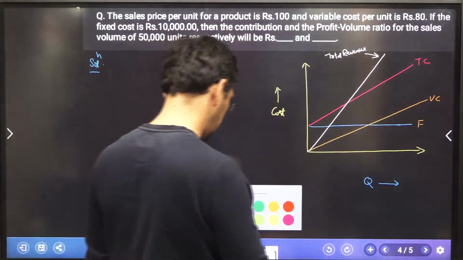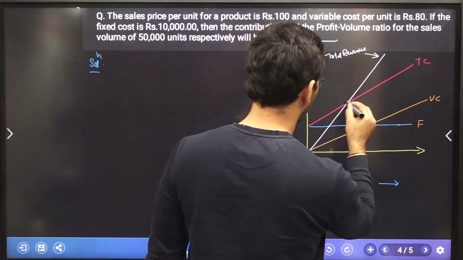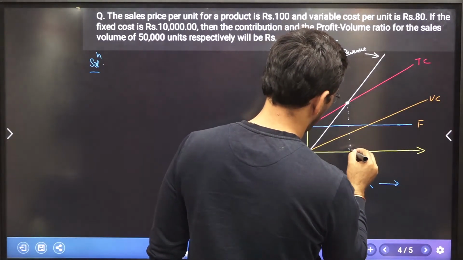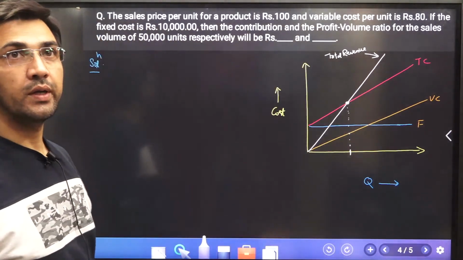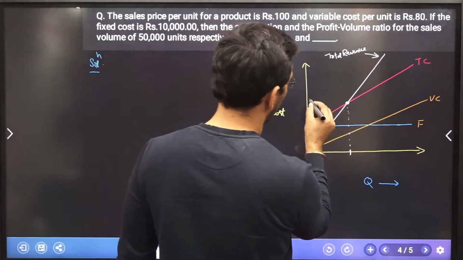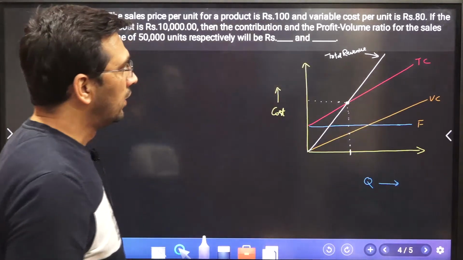And this point corresponds to the break-even quantity, BEQ. This is what you have, in terms of number of units, and in terms of price, you can write it this way.